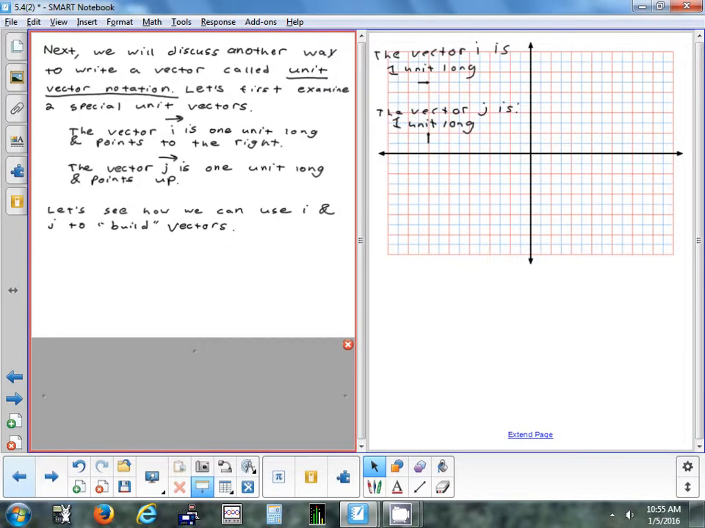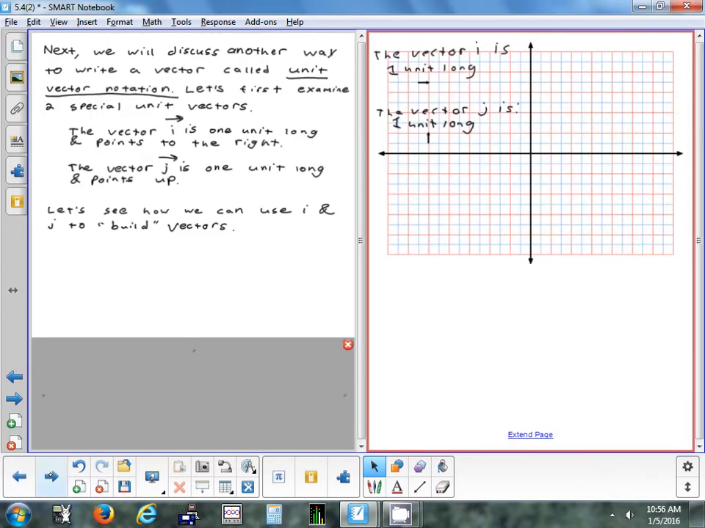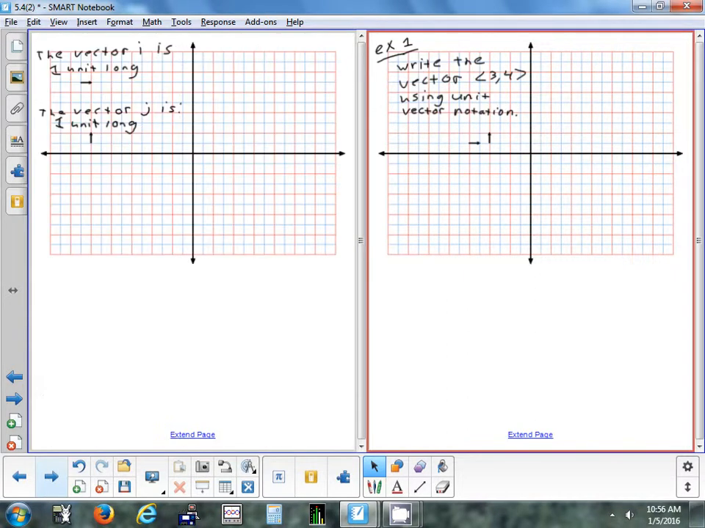All right, so what I'm going to do on the next page is I'm going to build the vector 3, 4, okay, out of these two. Good? All right, I just want to make this page, it's kind of small to see these, so if I make it a little bigger, you'll see it better. All right, so what I did is I just made a copy of an i vector, okay, that points 1 unit right, and a copy of a j vector that points 1 unit up. And I'm going to use those as my building blocks to make the vector 3, 4.